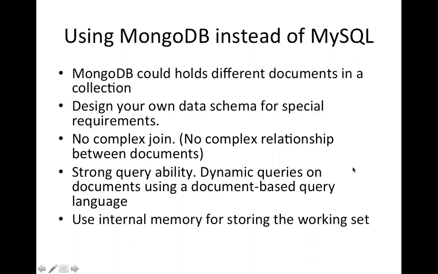So, the strong query ability. For strong query ability, MongoDB just uses a document-based query language. When you try to learn how to query documents in MongoDB, you will find it's much faster than querying in MySQL, because in MongoDB we just use documents to store everything, and the query language is very fast. The other way to improve query performance is that MongoDB uses internal memory for storing the working set. When you process a collection in MongoDB, the database loads all of this data, or a part of it, into memory, so you can quickly query, process and manage all the data. I think that's the faster way to process the database.